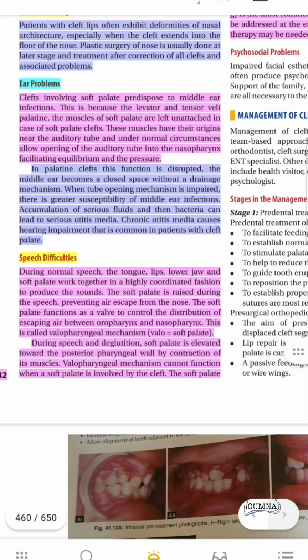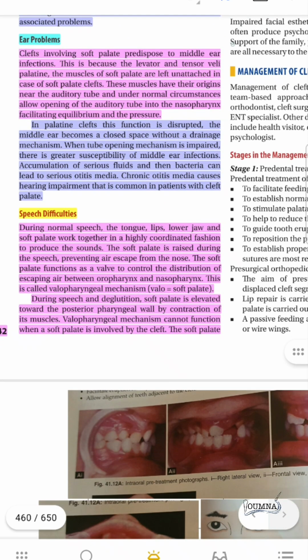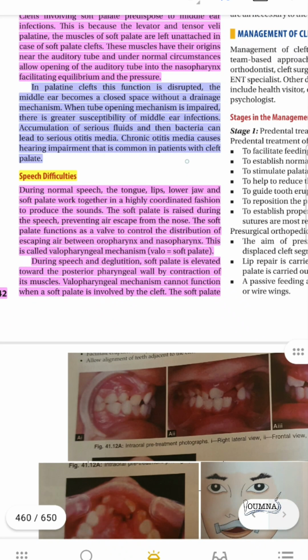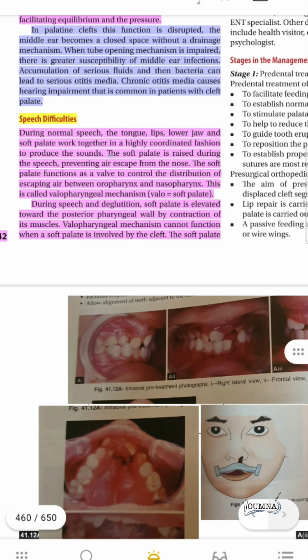So when there is a cleft in the soft palate, these muscles cannot do this function, so there will be no space for drainage for the middle ear, so there will be a more susceptibility of middle ear infection, where fluids can be accommodated and bacteria will cause this kind of chronic media infection, which will develop as hearing difficulties in the patient. What about the speech difficulties?